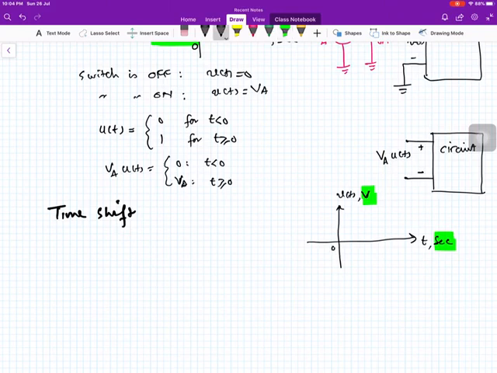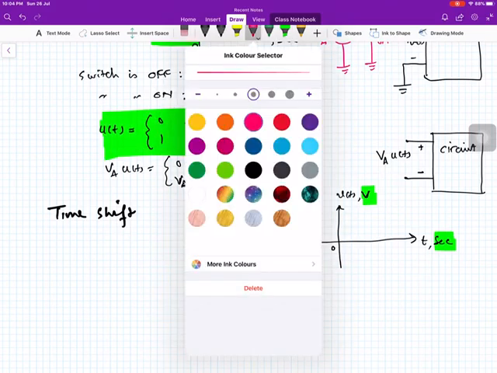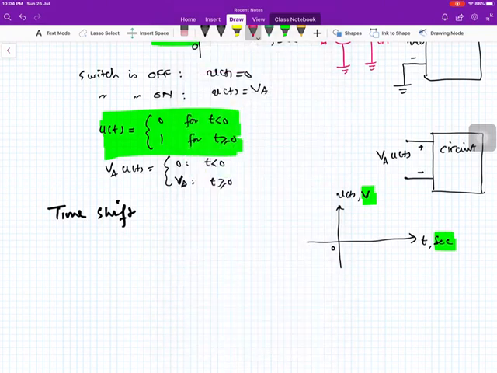This is the origin, and the unit step function defined with the help of this equation can be shown like this. For t less than 0, it is 0, and for t equal to and greater than 0, it is 1, and we use a vertical line to join this. So this is u(t).